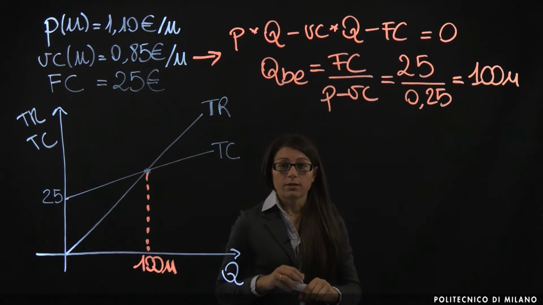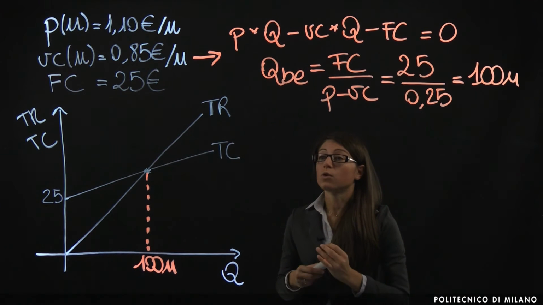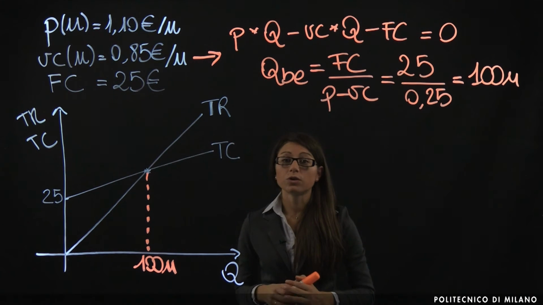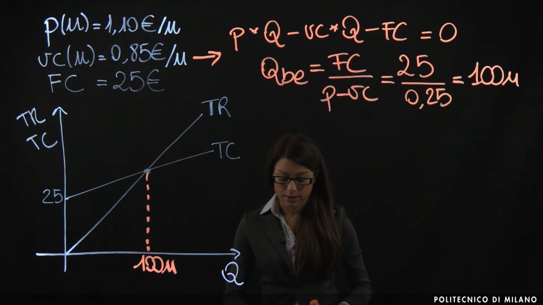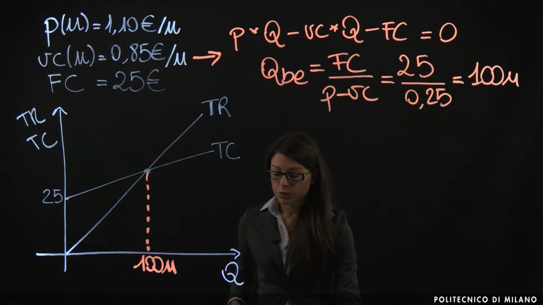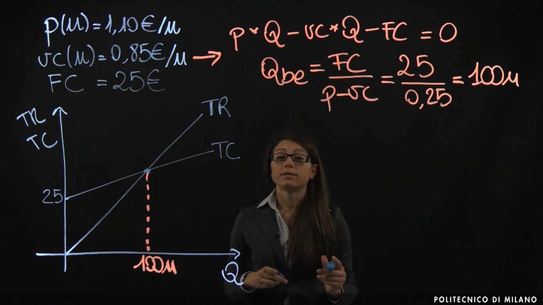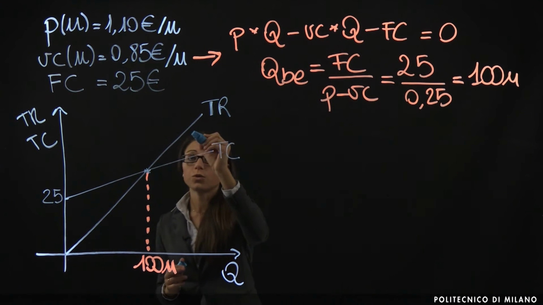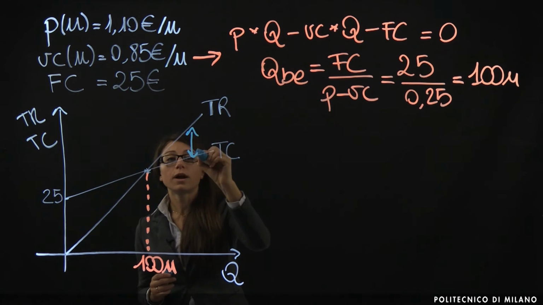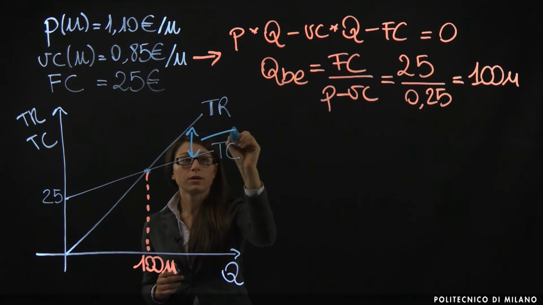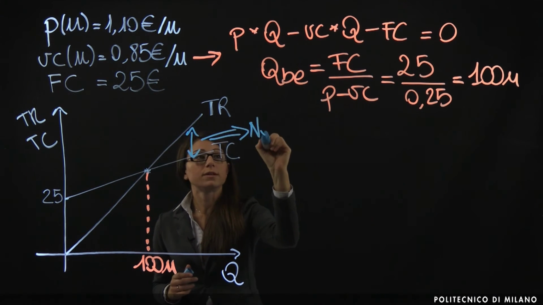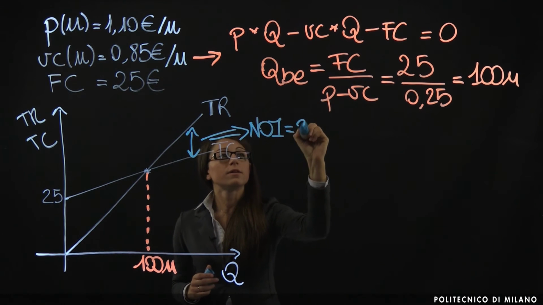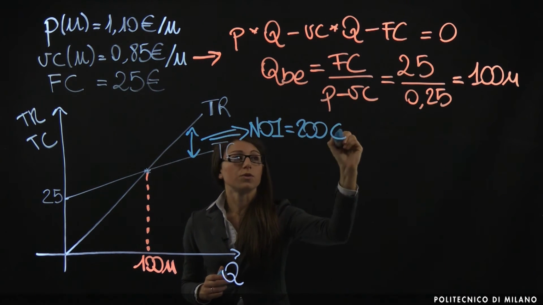Given this data, the problem requires us also to calculate the quantity in order to achieve a certain net operating income. Specifically, we need to calculate the quantity in order to achieve a net operating income of 200 euros. So basically, we are required to calculate the quantity at which our net operating income is equal to 200 euros.